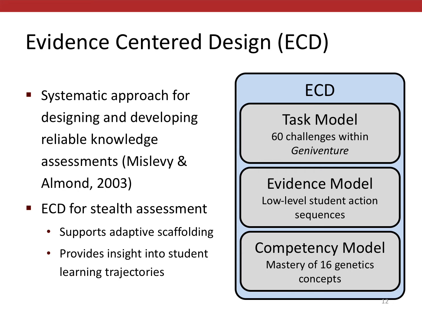ECD is comprised of 3 distinct models: the task model, which is the challenges within our game; the evidence model, which is the low-level student actions which inform our stealth assessment framework; and the competency model, which is the 16 genetics concepts, which is informed through expert review of classroom learning goals and state science standards. The ground truth for each student's competencies are acquired from their individual post-test scores.